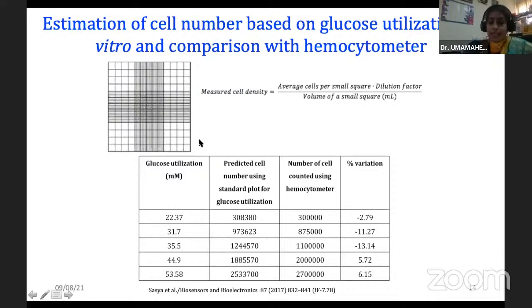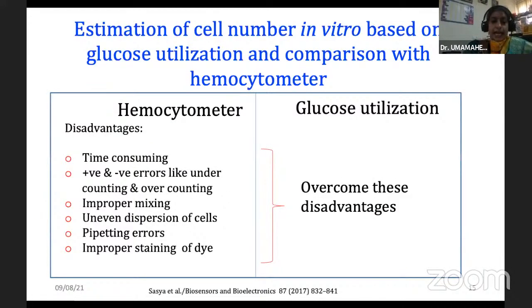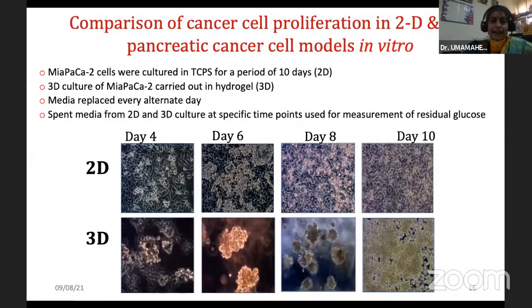So all of these were done with the cancer cells. And as I mentioned, the hemocytometer also has several disadvantages, which could be overcome by this very rapid measurement of the glucose using the sensor, because it's less than 4 seconds. And once we had this data, we were encouraged to actually extend this further.